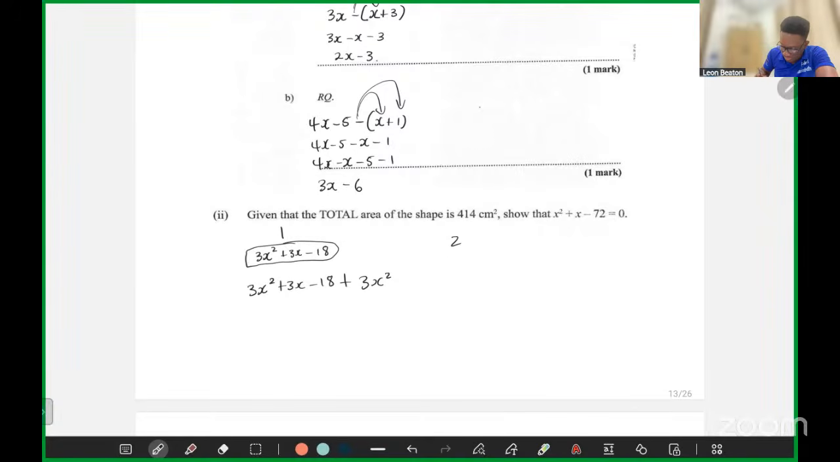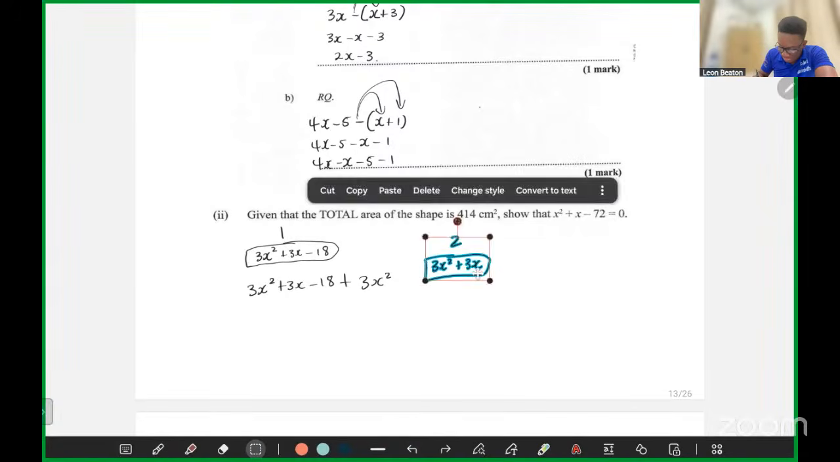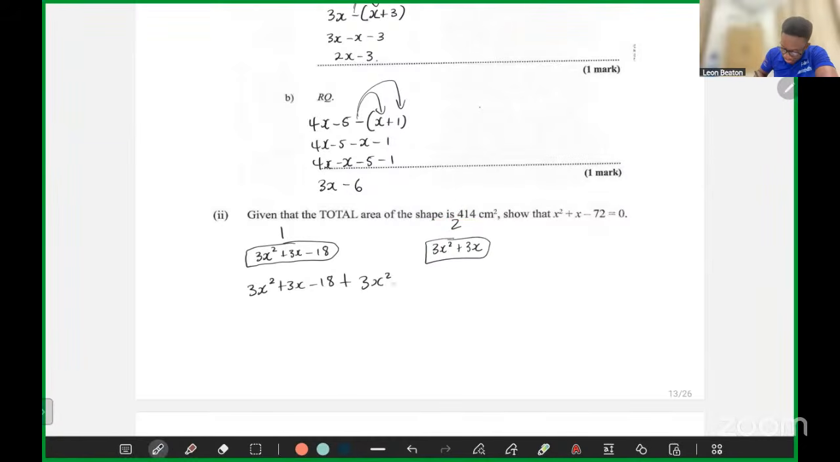So let me just carry this up a bit. Plus 3x. And it told us that this is equal to 414. The reason why I don't put any fancy brackets is because it's adding. When you're adding, the signs will not change. So I can just add them and just put back the same term. So let's put all the like terms together.